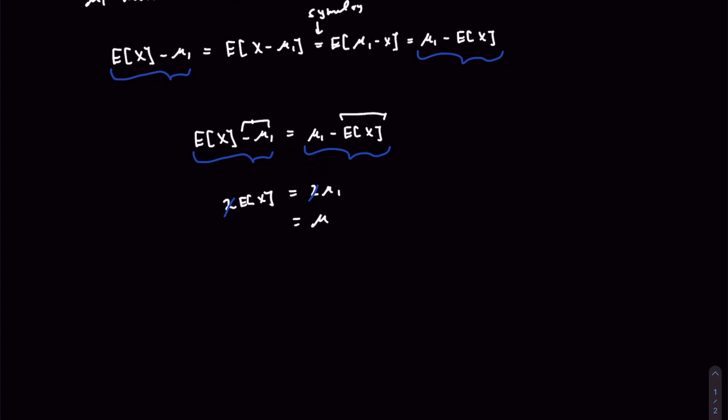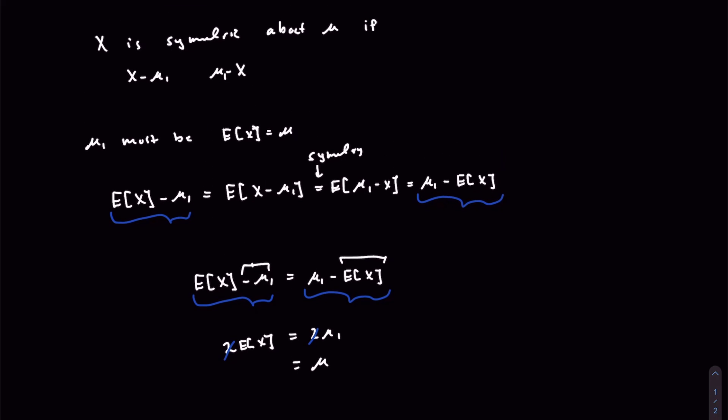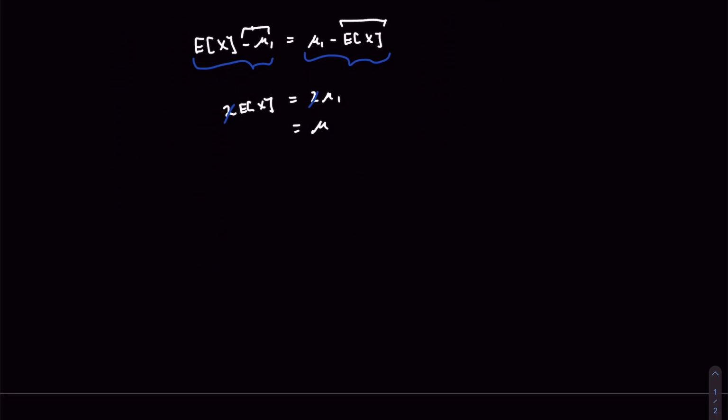Okay, so we've shown that for a symmetrical random variable, that constant has to be the mean. Let's now show the median. So let me just write, this was mean, median.